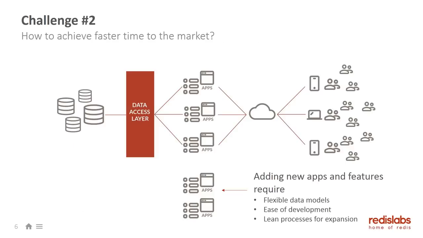The second challenge is, this is a very competitive market. Most enterprises have to stay in the competition, they have to stay in business. In order to do this, they have to add new apps, they need to be agile. If they have to add new features, they have to do that very quickly. There are agile processes in place for software development, and your database needs to be flexible to cope with all the changes happening on the application side. Your development cycle should be short, lean, and easy.